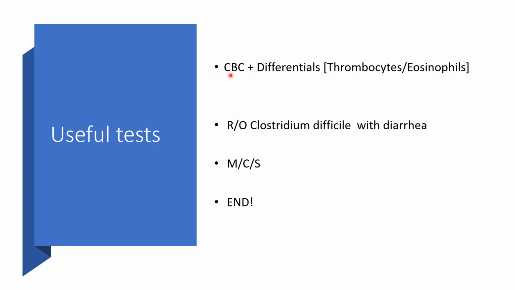Lastly, other useful investigations will remain complete blood count with differentials. There we check the platelets, that is thrombocytes. Remember, I've talked enough on eosinophils. We should rule out Clostridioides difficile, formerly known as Clostridium difficile, when we are faced with diarrhea. Then we can have microscopy, culture, and sensitivity done when we are suspecting secondary bacterial superinfection, because that will afford us the opportunity to select the appropriate antibiotics.